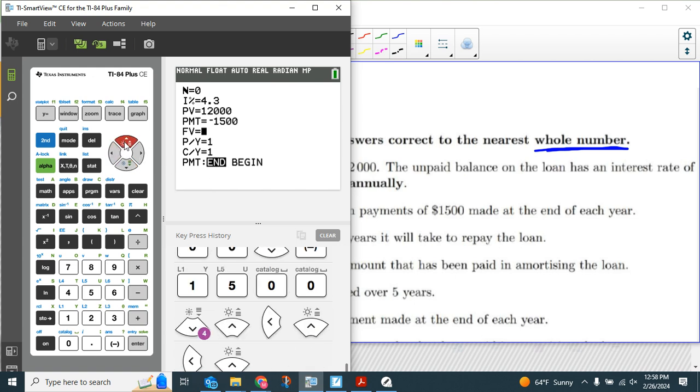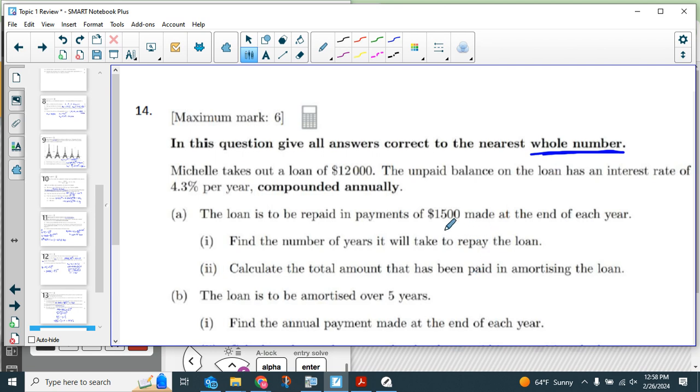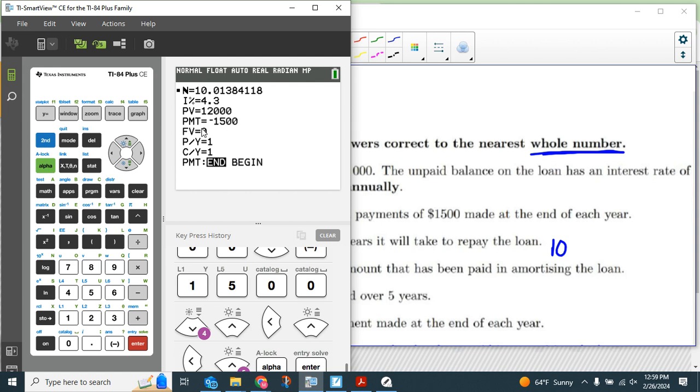So the only thing we don't know is N, the number of payments. We move our cursor up to whatever it is we're trying to find, and we hit alpha enter. Boom. So 10.01. It says correct to the nearest whole number, so that would just be 10. Now, if you want any chance at partial credit, you want to write this stuff down. This is what I plugged in for I. This is what I plugged in for PV, PMT, FV.